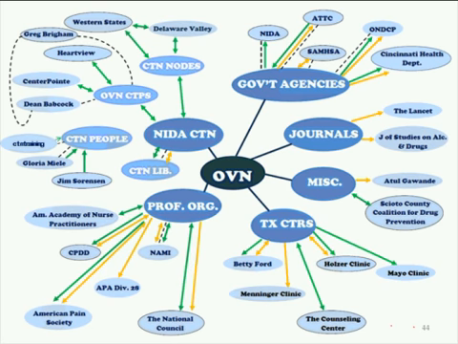I didn't even add Google Plus on here yet. But really what I'm trying to show you is just the multitude of layers that are defining this virtual network. You can see that we have connections with NIDA CTN nodes, CTPs, individuals within the NIDA CTN, treatment centers outside of the NIDA CTN, professional organizations such as the National Council and the American Psychological Association.